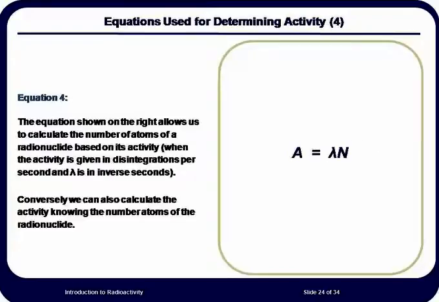This is the fourth of the four equations. Equation 4 allows us to calculate the number of atoms of a radionuclide based on its activity when the activity is given in disintegrations per second. Conversely, we can also calculate the activity knowing the atoms of the radionuclide present.